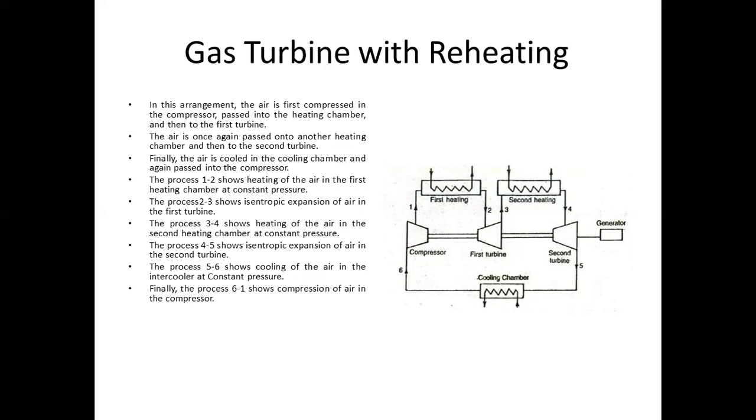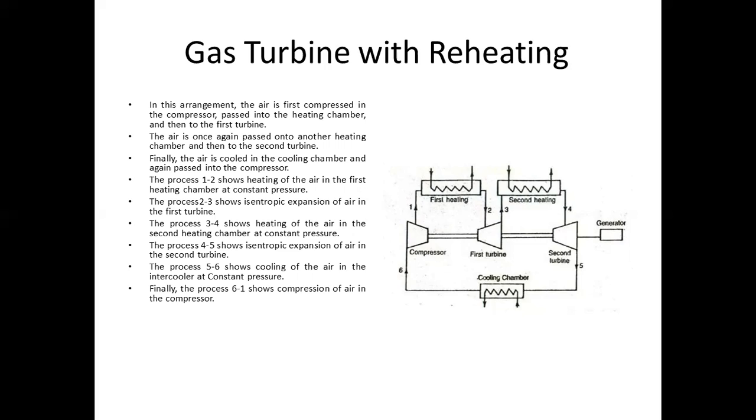The process of reheating in the two turbines is shown. The process 1 to 2 shows heating of the air in the first heating chamber at constant pressure. The process 2 to 3 shows isentropic expansion of air in the first turbine. The process 3 to 4 shows reheating of the air in the second heating chamber at constant pressure.